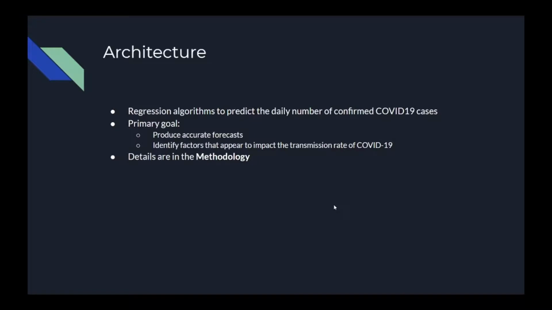The data mining method here is regression, which uses a regression algorithm to predict the daily number of confirmed COVID-19 cases in various locations across the world. My primary goal isn't only to produce accurate forecasts, it's also to identify the factors that appear to impact the transmission rate of COVID-19. I'll also introduce the details of how the regression algorithm works in the methodology.